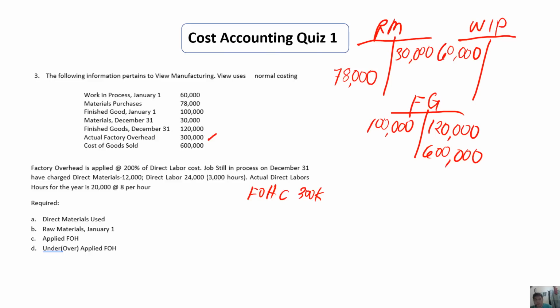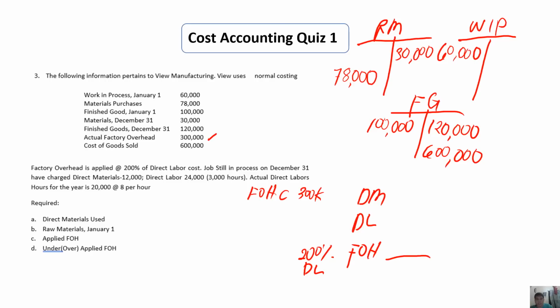There is also information below. It says the factory overhead is applied at 200% of direct labor cost. To make it easier, let's place it below. What is the composition of our manufacturing cost? We have direct materials, direct labor, and factory overhead. The factory overhead is 200% of direct labor.